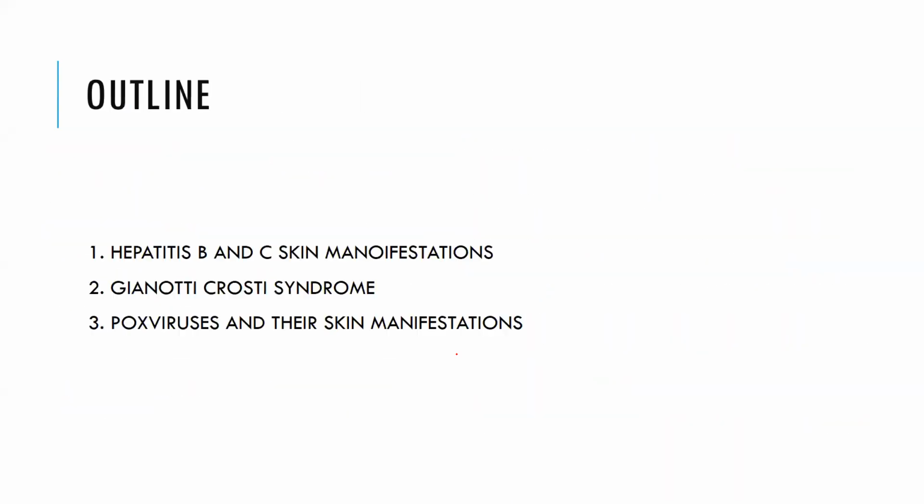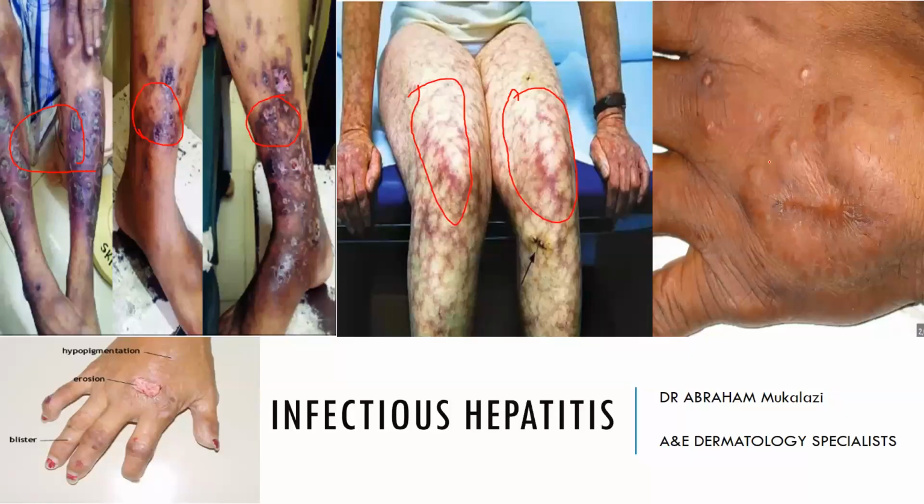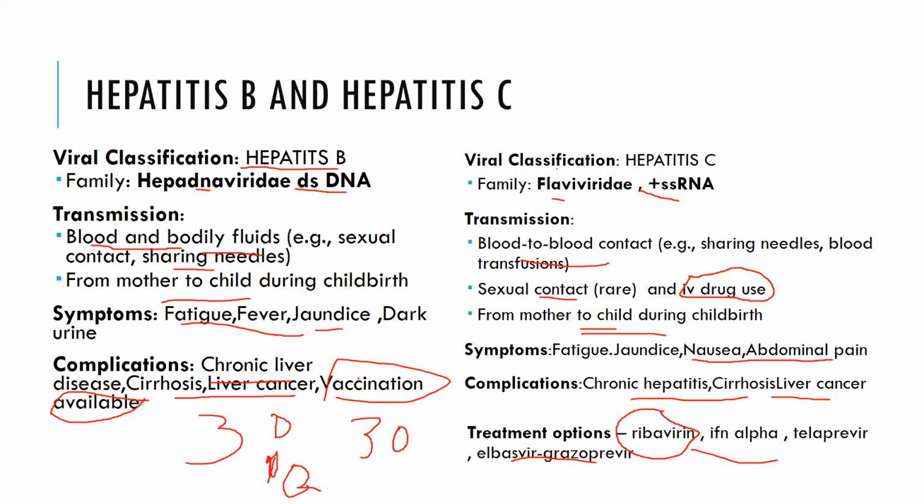So just to remind you in the picture, this is sarcoidosis, and those are lichenoid papules. This is livedo reticularis, hepatitis C. This is polyarteritis nodosa for both of them. This is porphyria cutanea tarda for hepatitis C.